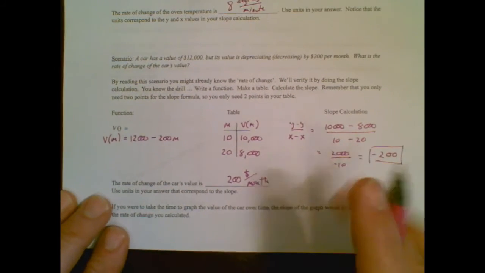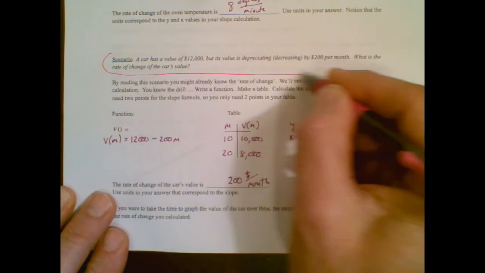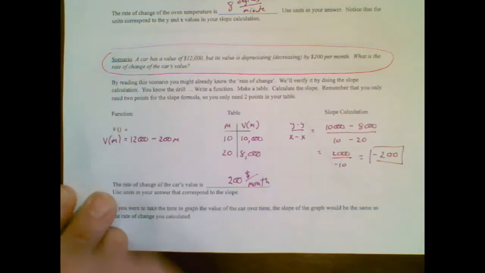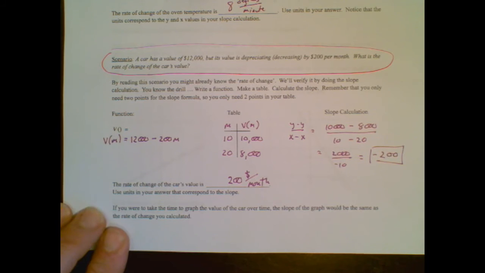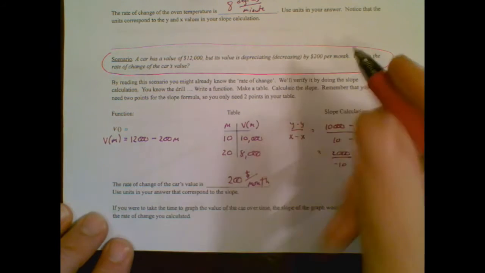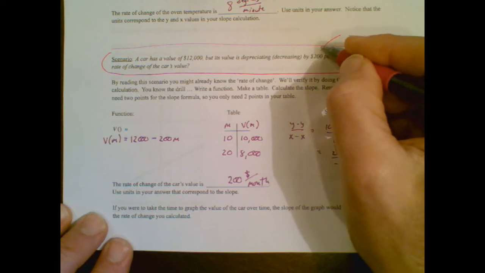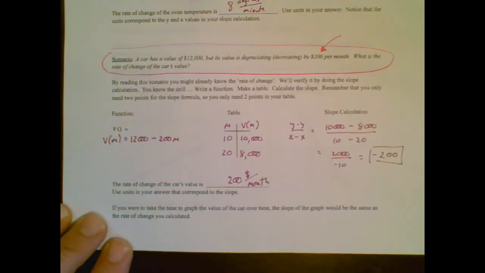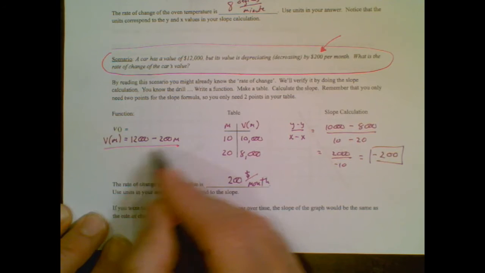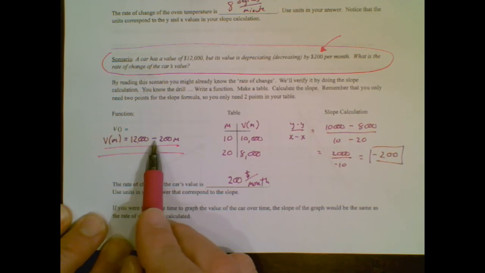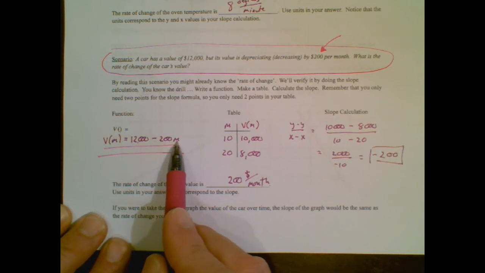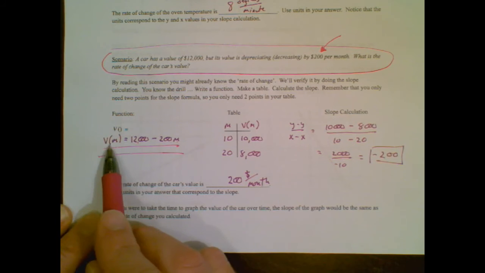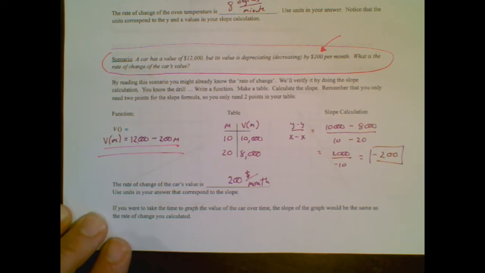This final example down here, again, pause the video so you can read that example. And we have a rate of change. In this case, it's a depreciation per month of your car's value. So you can turn that into an equation. $12,000 minus $200 per month is the value remaining on your car.